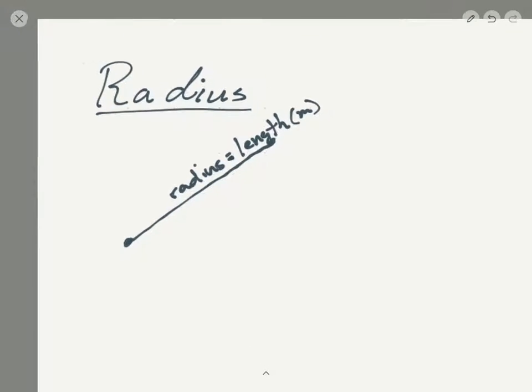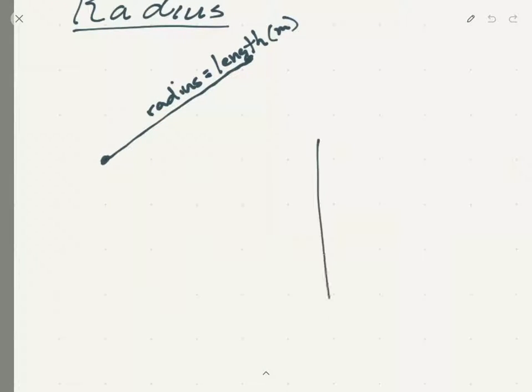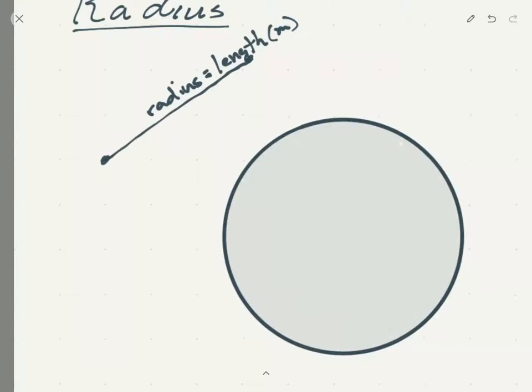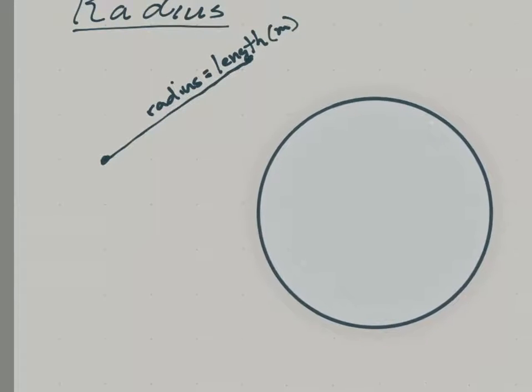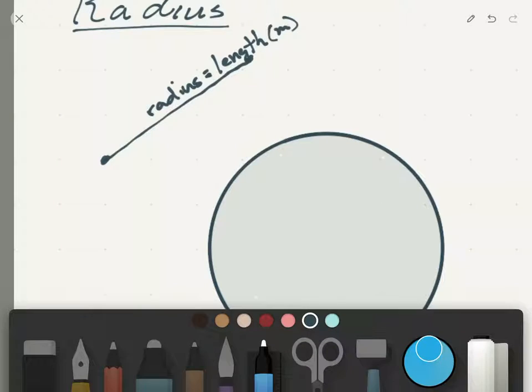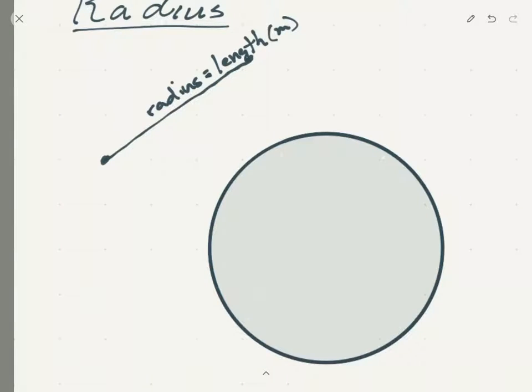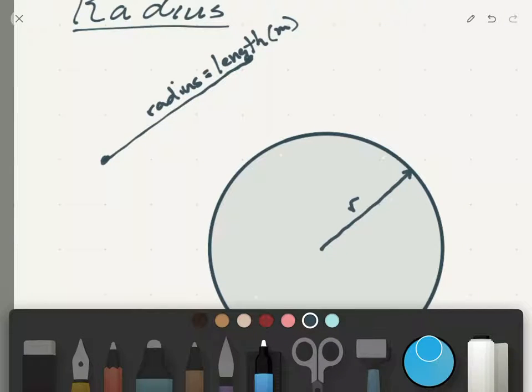All right, and so typically a radius is going to represent the distance from the center of a circle to its edge. So I'll just say R. And this is the primary thing that we are concerned with.